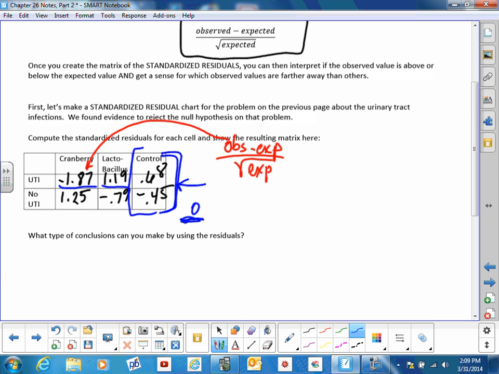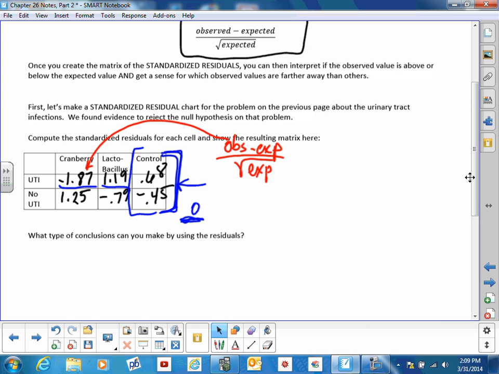Okay? All right, so make that connection. I think in this sense, the control makes sense to be closest to expected. That's why these residuals are the numbers closest to 0. All right. Now, we talked about on Friday.